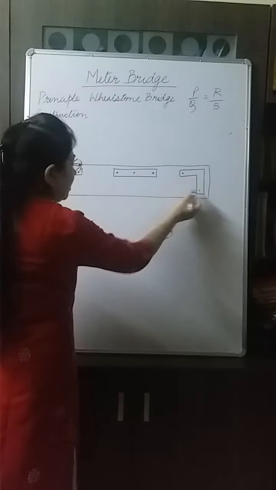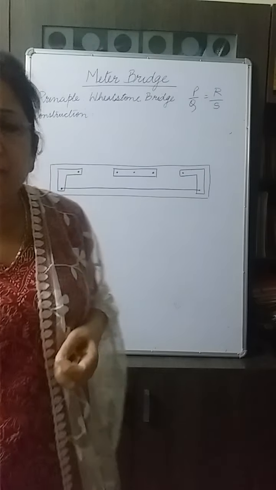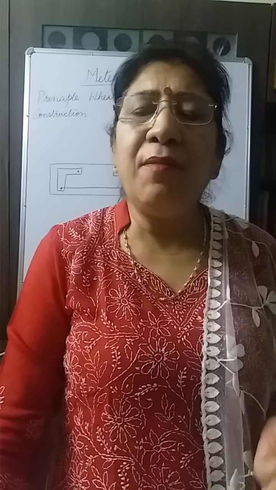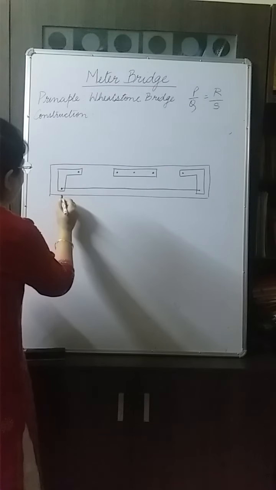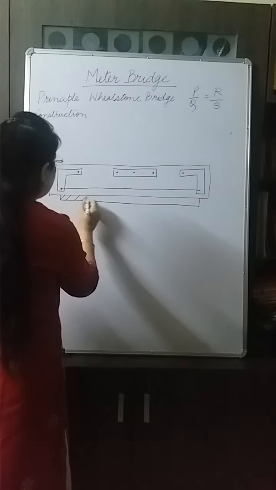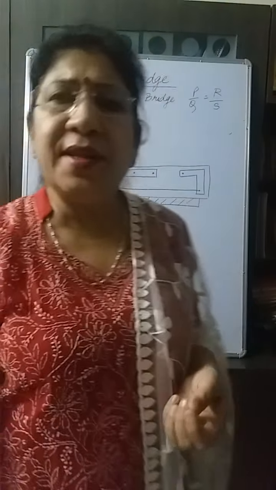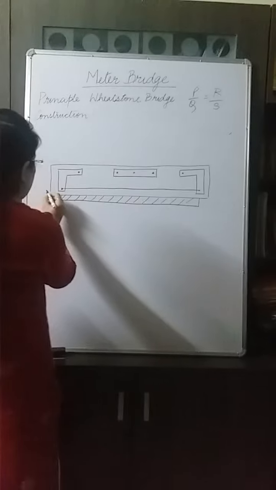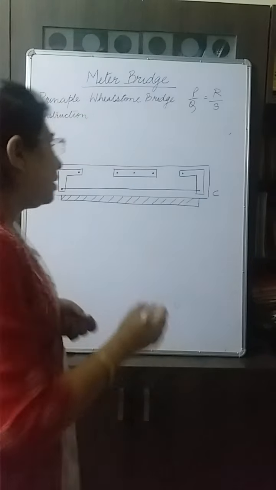Between these two terminals a 1 meter long wire is stretched. This wire is made of some alloy like manganese. This wire has a uniform area of cross section. And here there is a scale attached to the wooden board. On the wooden board itself there is a 1 meter scale to measure the length of the wire. These points, let us take them as A and C. This point is D.